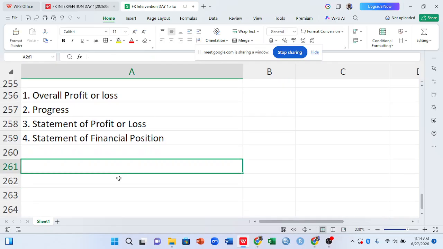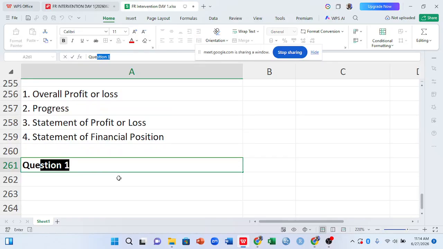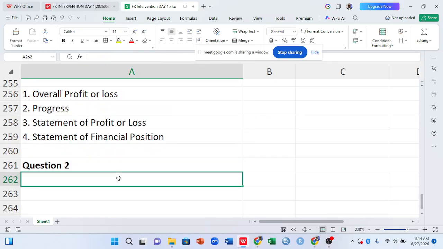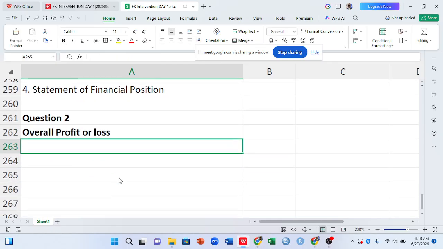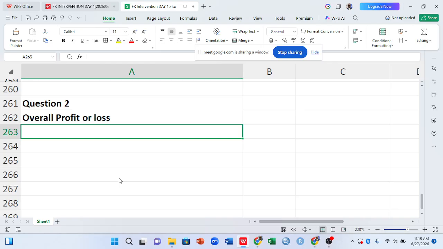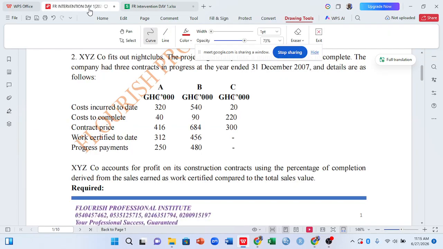So in this question, we'll start from the first one. So question 2, we first have to get our overall profit or loss. So overall profit or loss, how do we get that? You check for your contract price. So what's our contract price? You have been given for each A, B, and C. So these are the respective prices for A, B, and that of C.